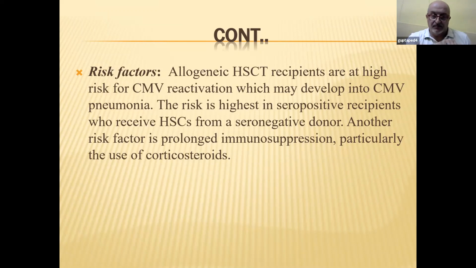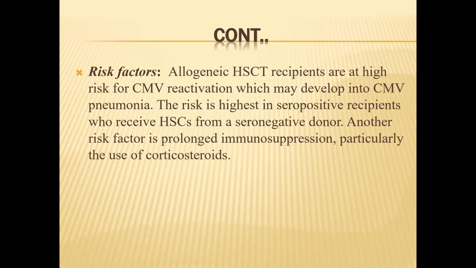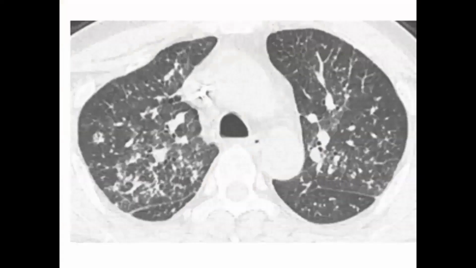Allogenic HSCT recipients are at higher risk for CMV reactivation, which may develop into CMV pneumonia. Risk is highest in the seropositive recipient who receives hematopoietic stem cells from a seronegative donor. Another risk factor is prolonged immunosuppression, particularly the use of corticosteroids. Next slide, sir. This is the radiological description of CMV pneumonia, involving both lungs of the patient.